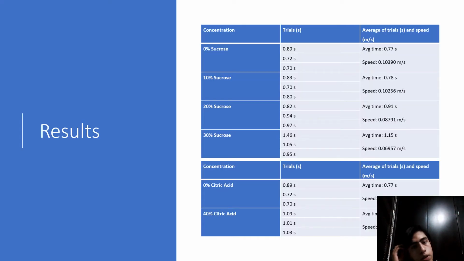And in this table are the results for each trial and for each solution of sucrose and of citric acid. And as you may see, the time it took for the ball to reach the bottom kept increasing, so the velocity of the ball actually decreased.